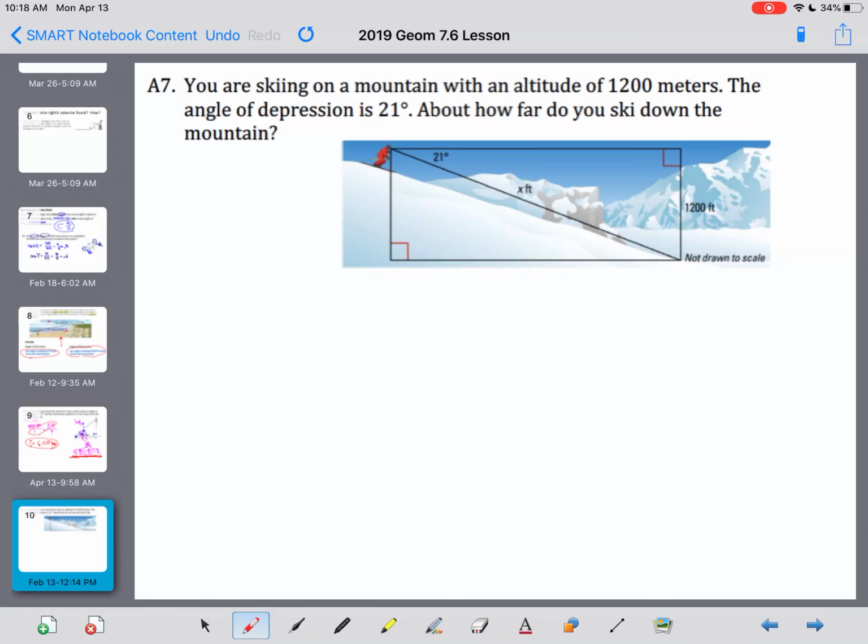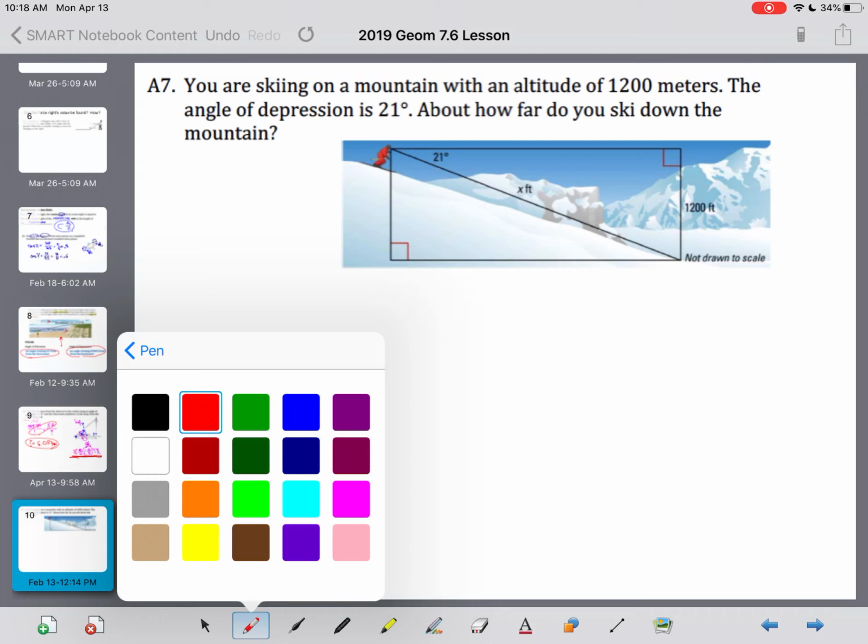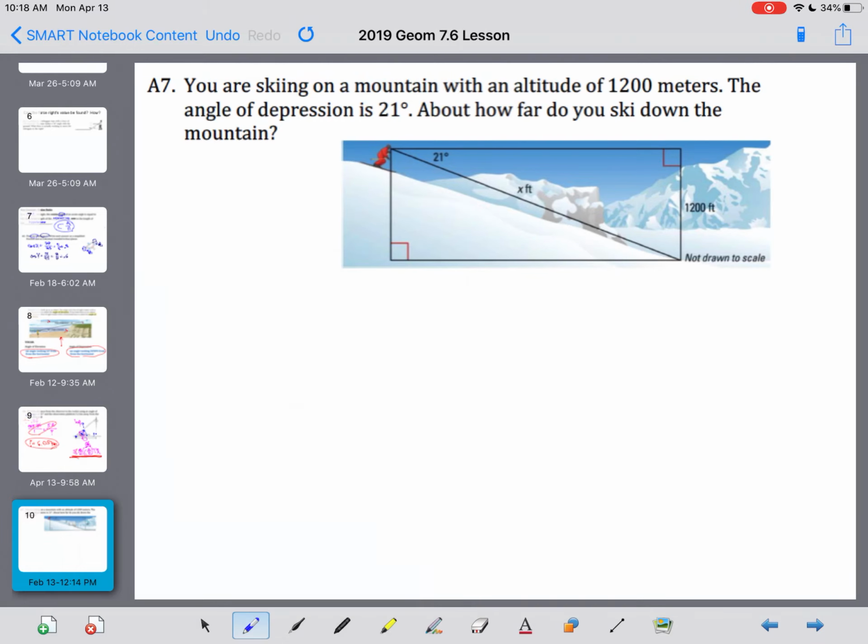One last problem to do here. You are skiing on a mountain with an altitude of 1,200 meters. The angle of depression, so the angle down, is 21 degrees. And again, that means this has to be 21 degrees. So let's make sure we get that written in here as well, because this angle is congruent to that, alternate interior angles as well. If the altitude is 1,200 here, it's 1,200 here as well. And we are looking for this.